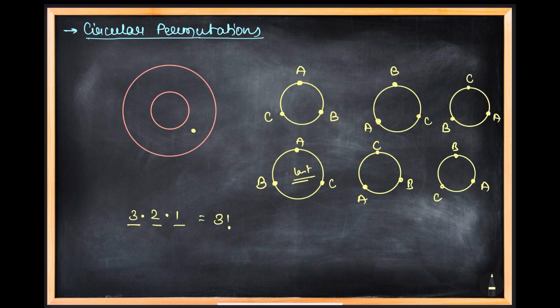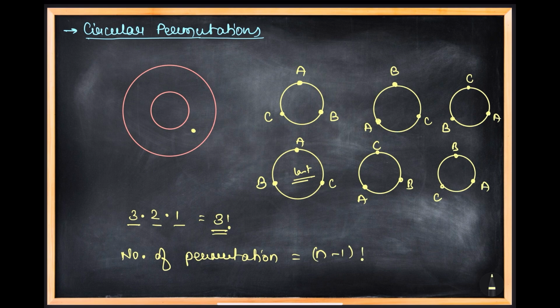So can I say that the number of permutations will be what? One less than the original number. Right now it is 3, so can I say it is 2 factorial? Correct. Earlier it was 3 factorial, but now it is 2 factorial. Means if it is n, can I say that it would be n minus 1 factorial?